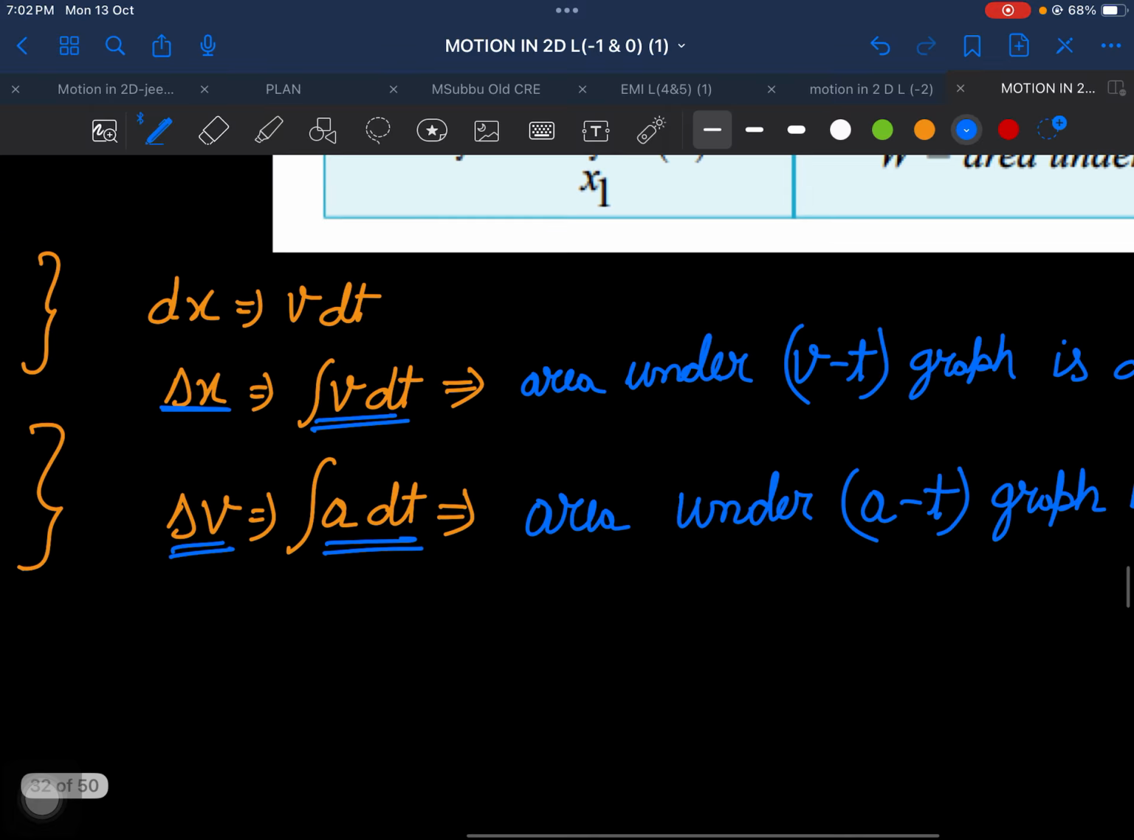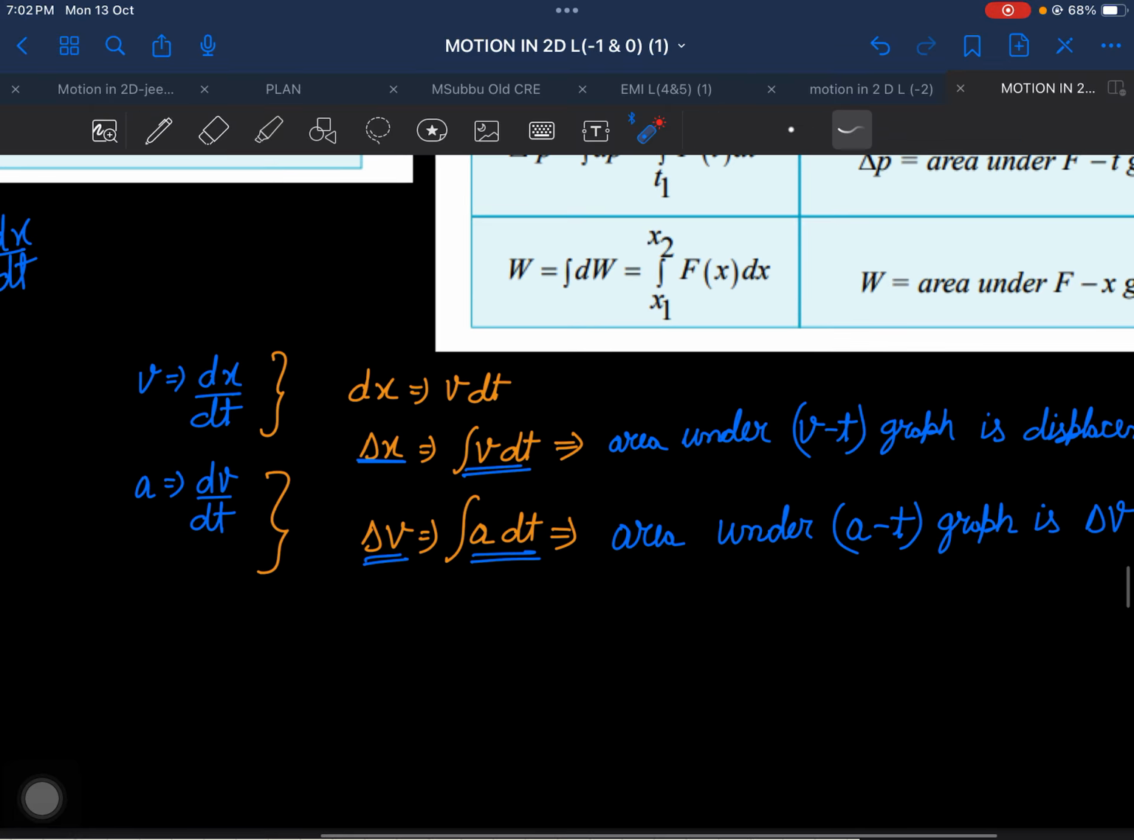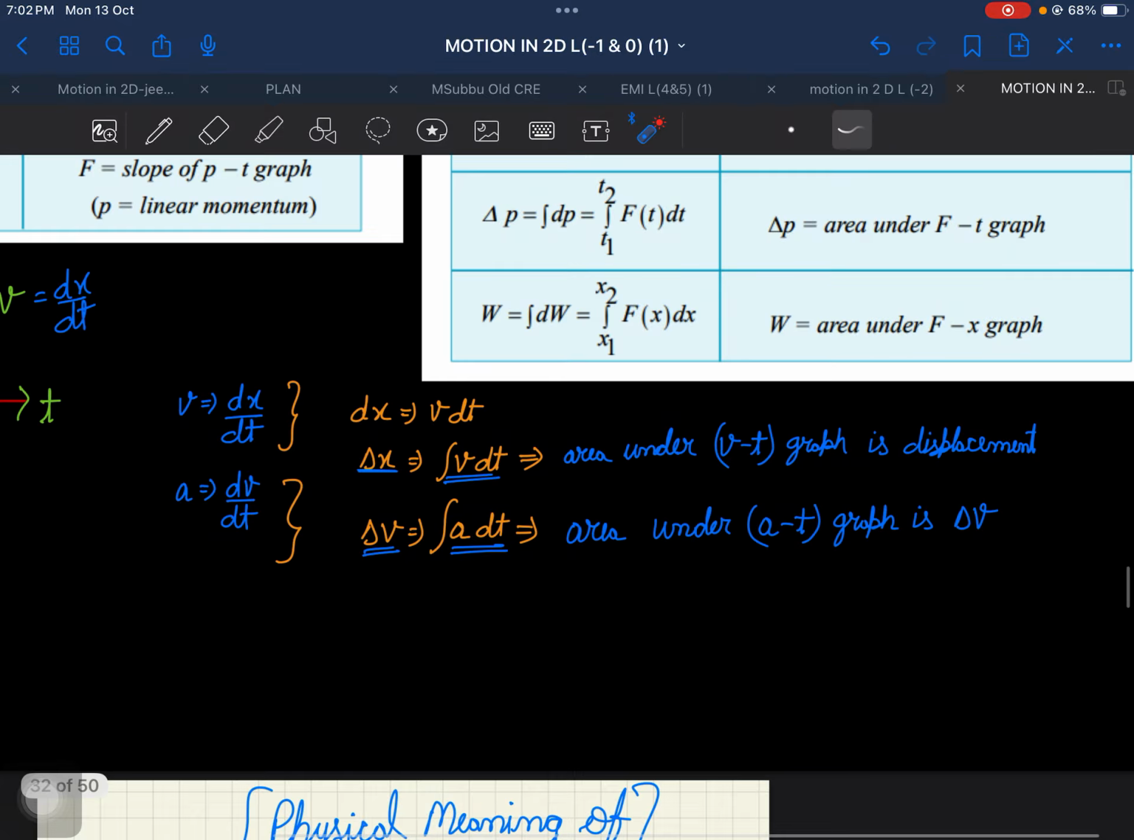So this is the physical meaning of your integration and differentiation. I hope this is very clear to all of you students. Let me repeat this. You have learned differentiation, you have learned integration. Now in this unit, what we have learned is the physical meaning of differentiation and integration. So differentiation means the slope of the y-x curve at any point, and integration means the area under the y-x curve. Okay, so v is equal to dx by dt.